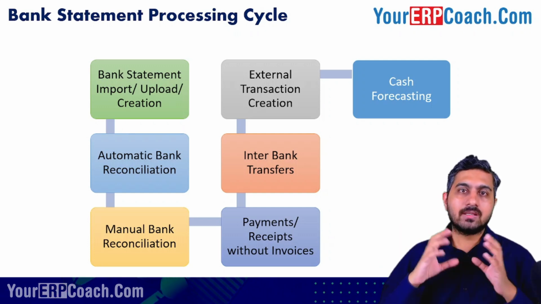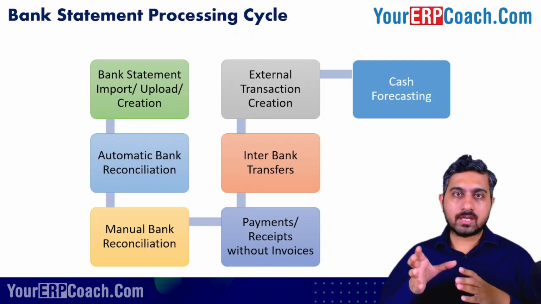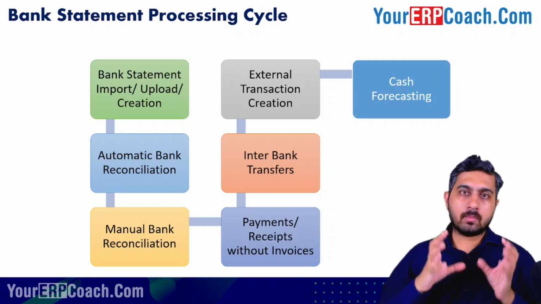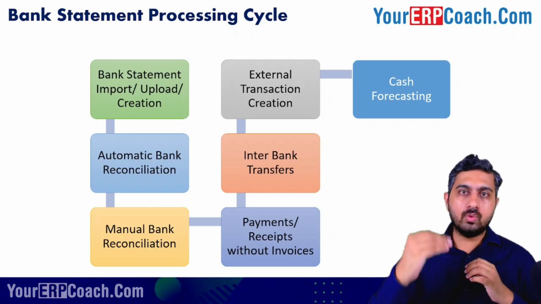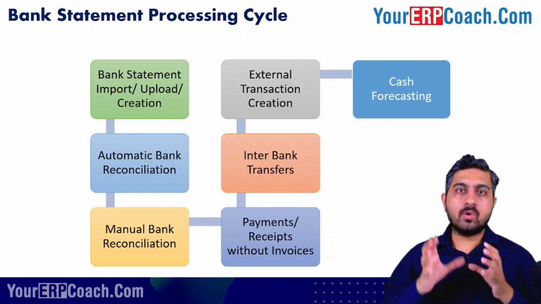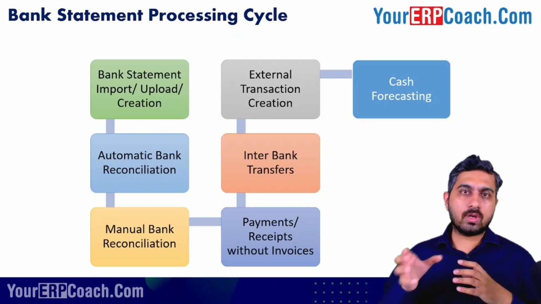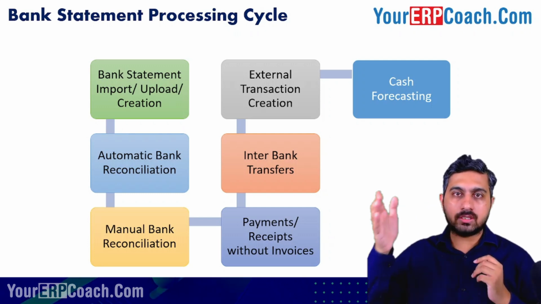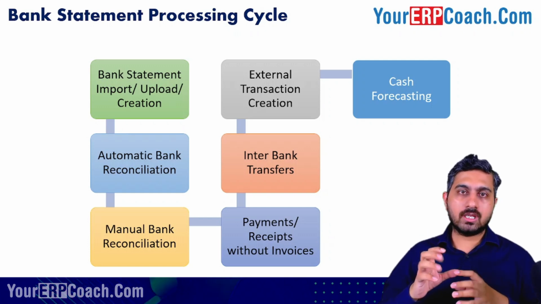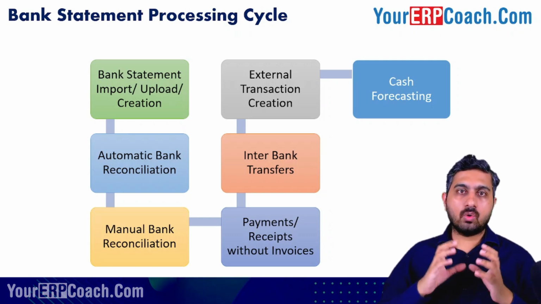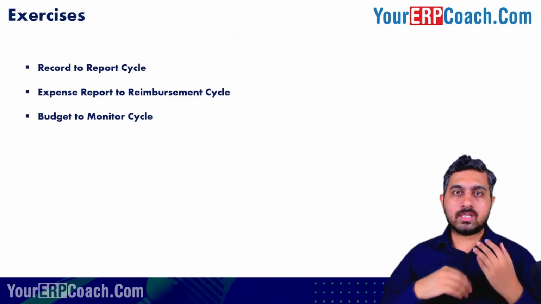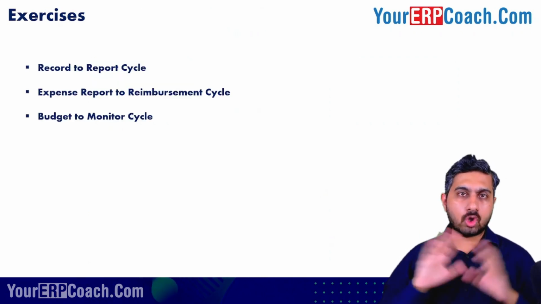And lastly, there is a process called cash forecasting, where you decide your cash position in your bank accounts, and depending upon the due dates of your AP invoices and AR invoices, you decide how exactly your cash flow is going to look in the next 5, 10, 15, 30 days. That is what is known as cash positioning and forecasting, which is one of the processes in Oracle Cloud Core Financial modules.